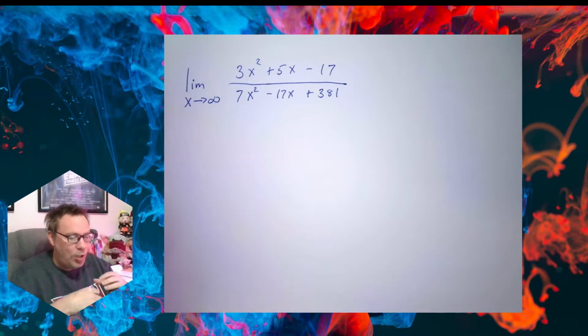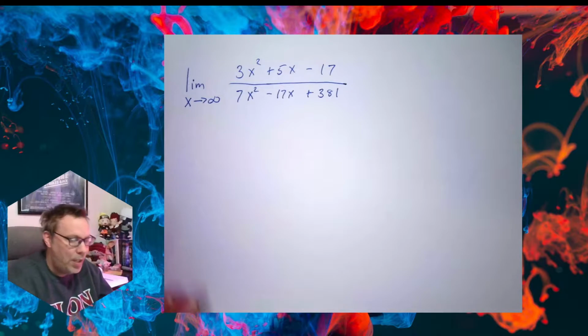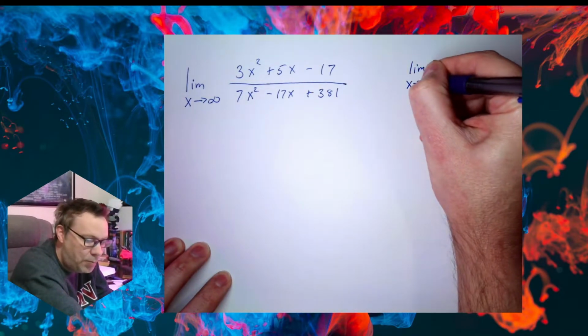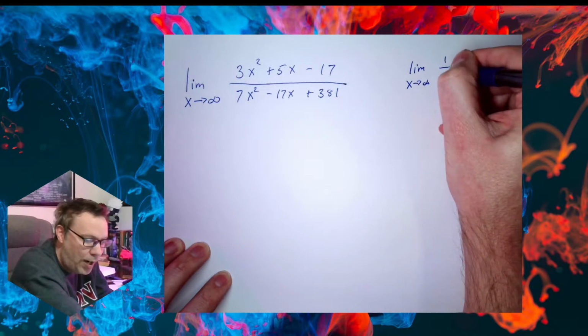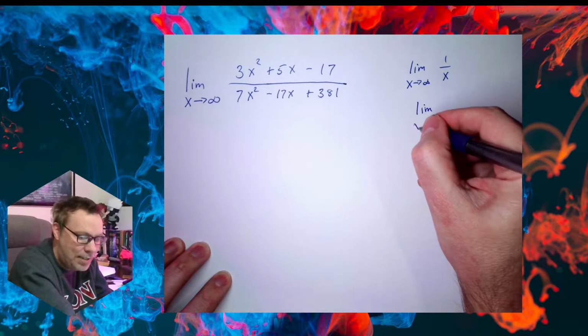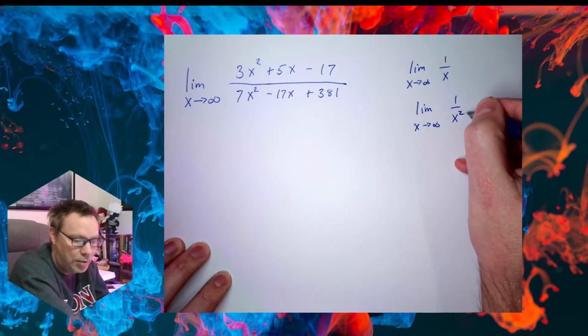So what I'd like to do is talk about two limits that are going to be very, very helpful for this particular problem. The first limit that I want to talk about is the limit as x approaches infinity of 1 over x. And then I want to talk about the limit as x approaches infinity of 1 over x squared.